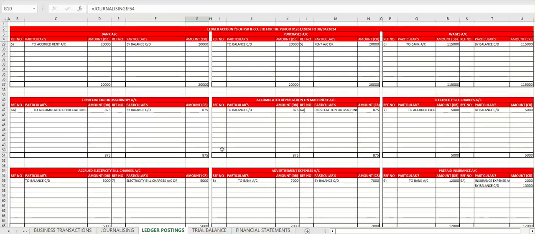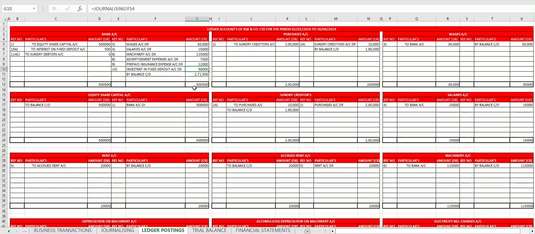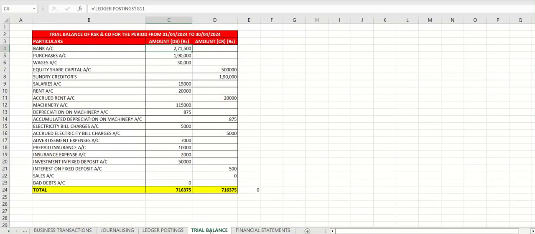Now let's move to the trial balance and try to understand whether these are getting reflected over there or not. We have been showing the investment in fixed deposit, and interest on fixed deposit is an income we are creating in the trial balance. The balance in the bank account has already been adjusted and the net balance is getting reflected over here. See here, 2,71,500. We have been showing the same balance over here, 2,71,500.